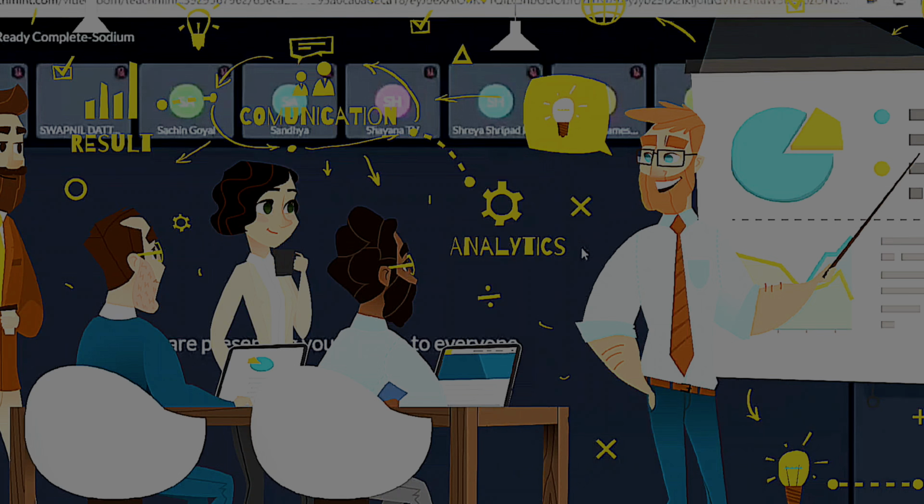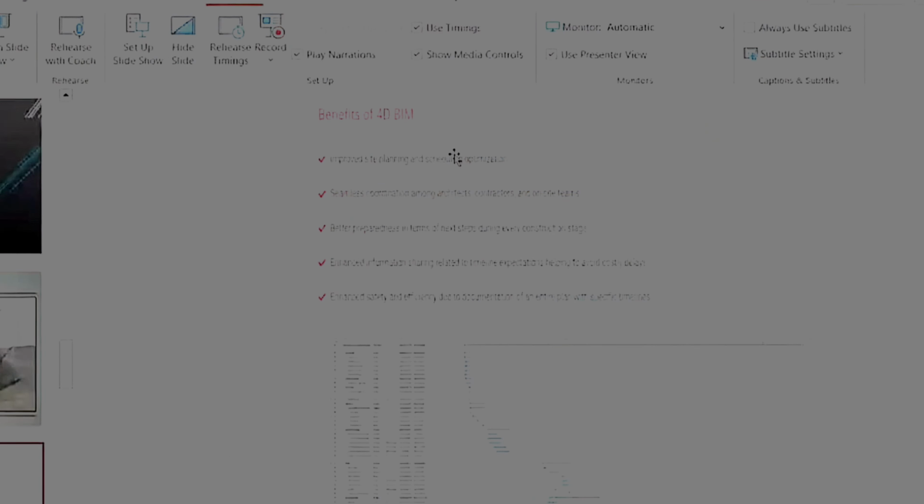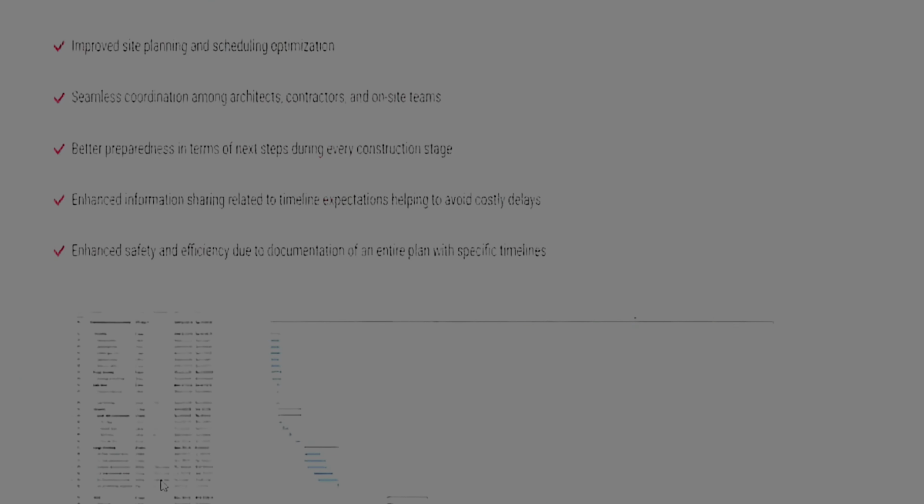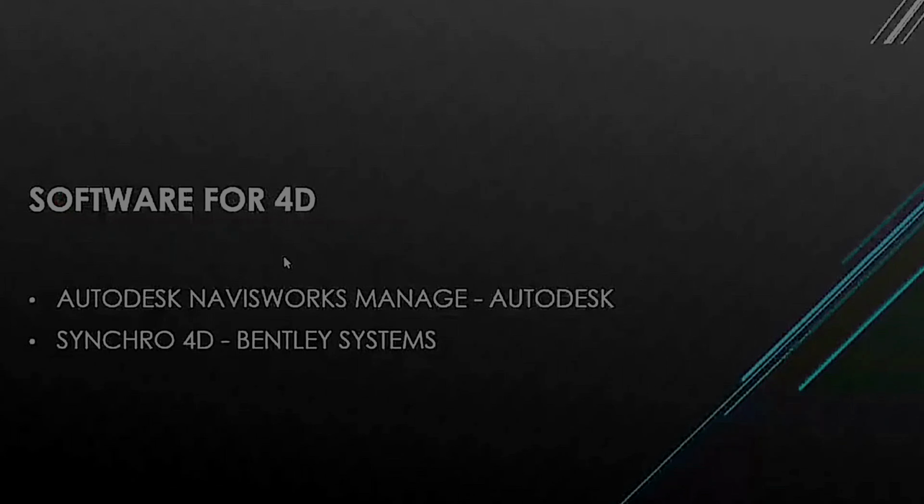So the client will also know, before starting the construction itself, that by the month of April, this side will be ready. So you can have better planning by having more information like 4D, 5D and all of that. The benefits of 4D planning: improved site planning and scheduling optimization, seamless coordination, better preparedness, enhanced information sharing, enhanced safety and efficiency.